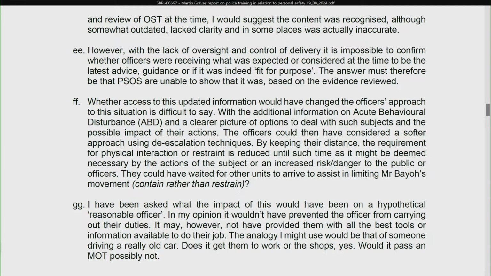Thank you. And then GG, Golf. I have been asked what the impact of this would have been on a hypothetical reasonable officer. In my opinion, it wouldn't have prevented the officer from carrying out their duties. It may, however, not have provided them with all the best tools or information available to do their job. The analogy I might use would be that of someone driving a really old car. Does it get them to work or the shops? Yes. Would it pass an MOT? Possibly not. Could you expand on that analogy?